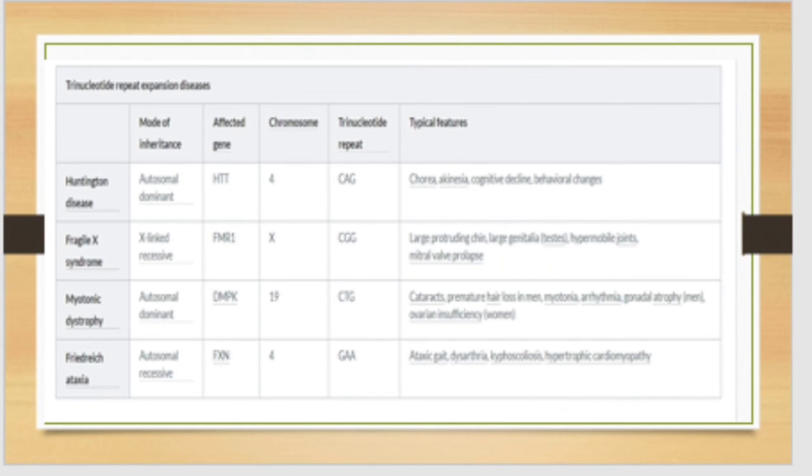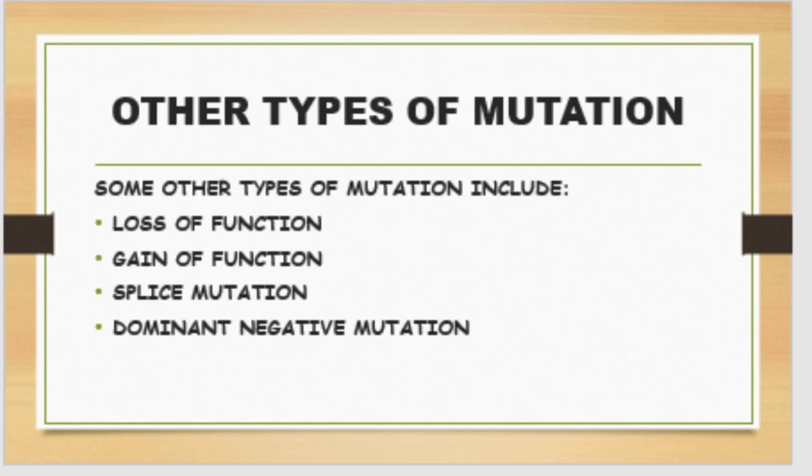Yeah. So let's move on to the next slide. What we have here is, let's talk about other types. We talked about point mutation, we talked about frame shift mutation, we talked about trinucleotide sequence expansion, and now it's time of talking about other types of mutations which didn't come in any of these categories.